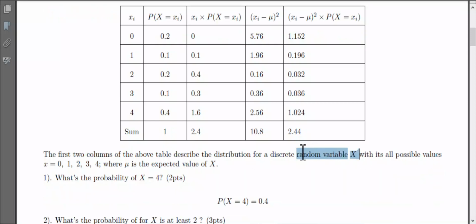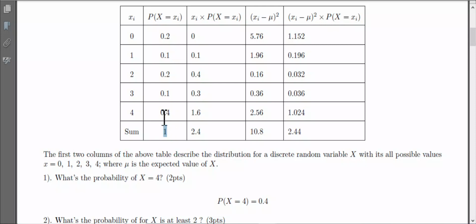Like here, X is a discrete random variable, right? It has only how many values? 5 actually, 0, 1, 2, 3, 4, and then the corresponding probability. And to be a valid probability distribution, it has to satisfy two conditions. Number one, each individual probability has to be between 0 and 1. And the sum of all these 5 probabilities together is going to be 1.